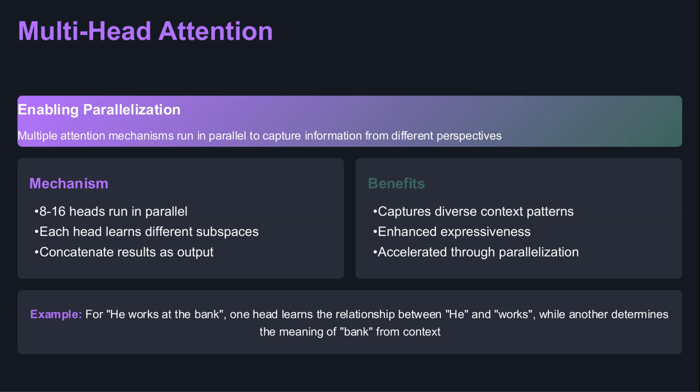Multi-head attention runs several attention operations in parallel, typically 8 to 16 heads. Each head learns different types of relationships or subspaces, and their outputs are concatenated. This lets the model capture diverse context patterns and makes it more expressive. For example, one head might link a pronoun to its verb, while another figures out whether bank means river or finance.